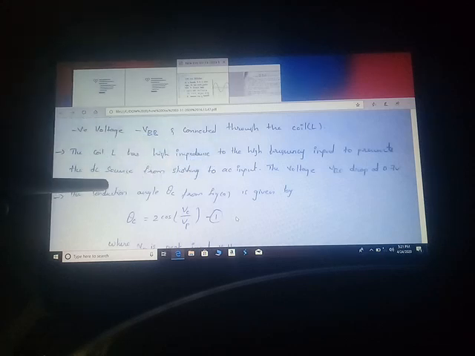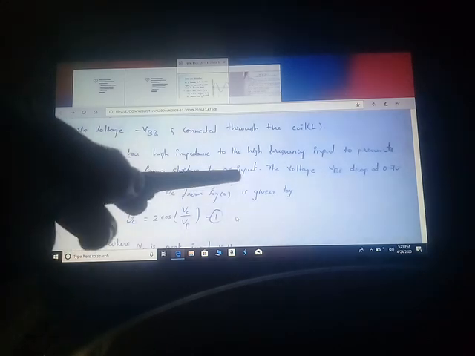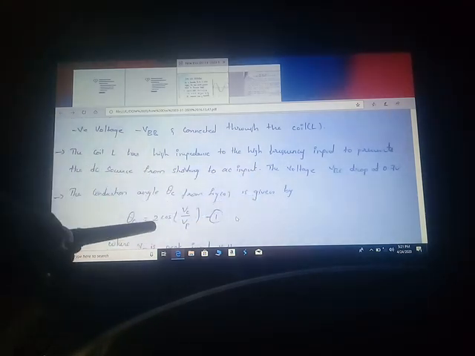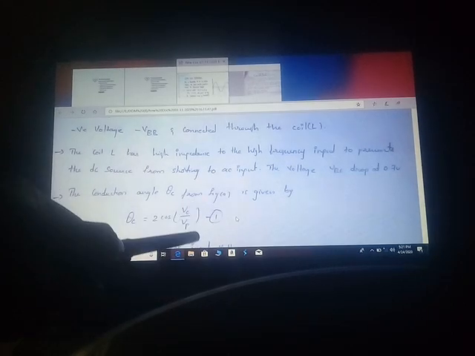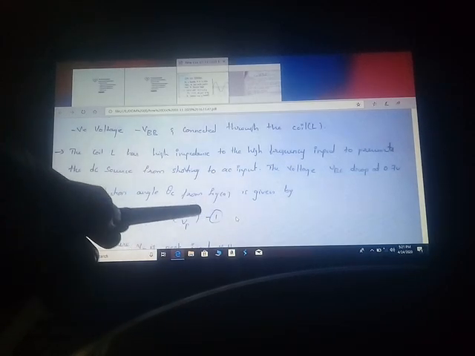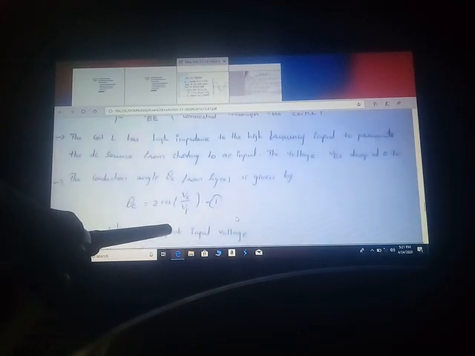Okay, and how do we calculate the conduction angle? The conduction angle eta c, from figure A, is given by eta c is equal to 2 cos inverse of Vc by Vp. So what is Vc?